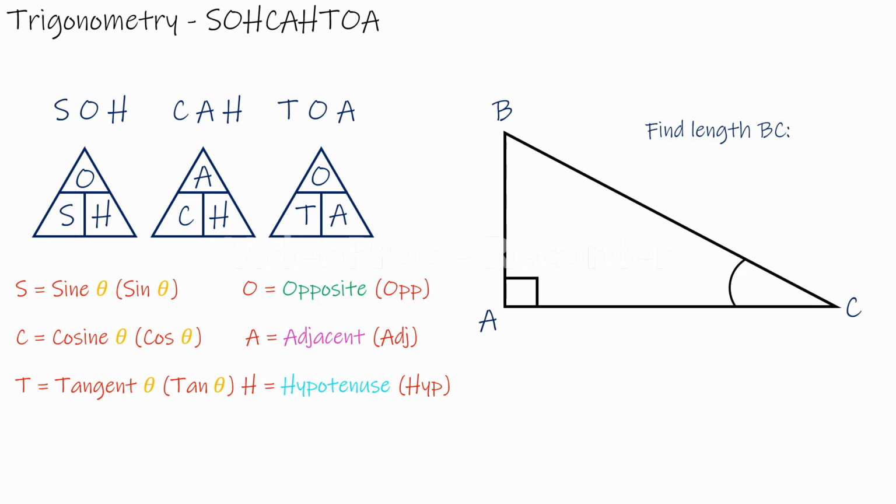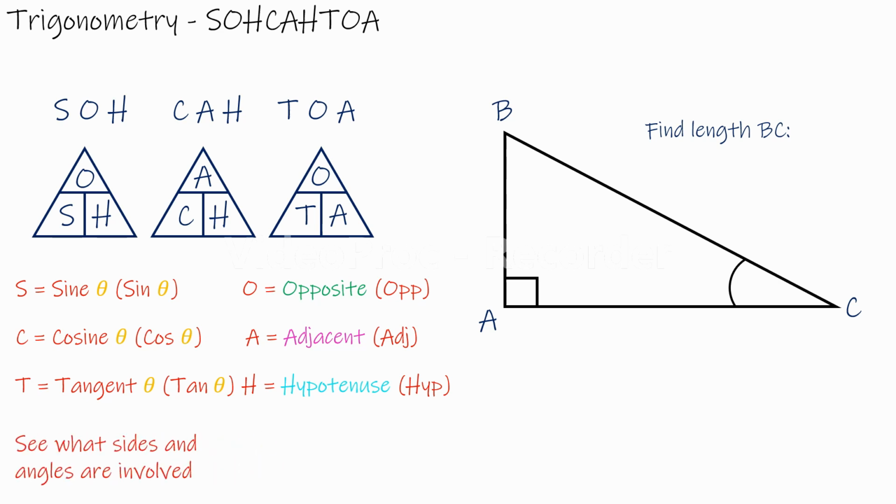S in SO represents sine, which is shortened to sin, but more importantly it represents sine theta. We'll come on to that a bit later. C represents cosine or cos theta, and T represents tangent or tan theta. O is our opposite, as previously mentioned, A is adjacent, and H is hypotenuse. So make sure you know how to label those sides.